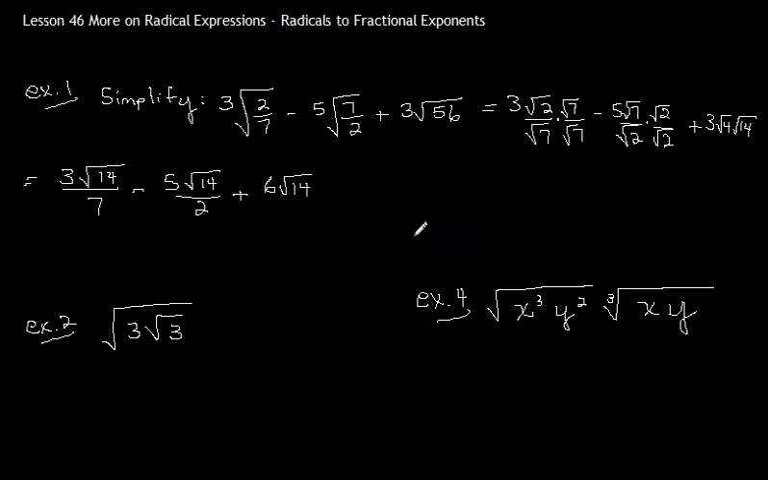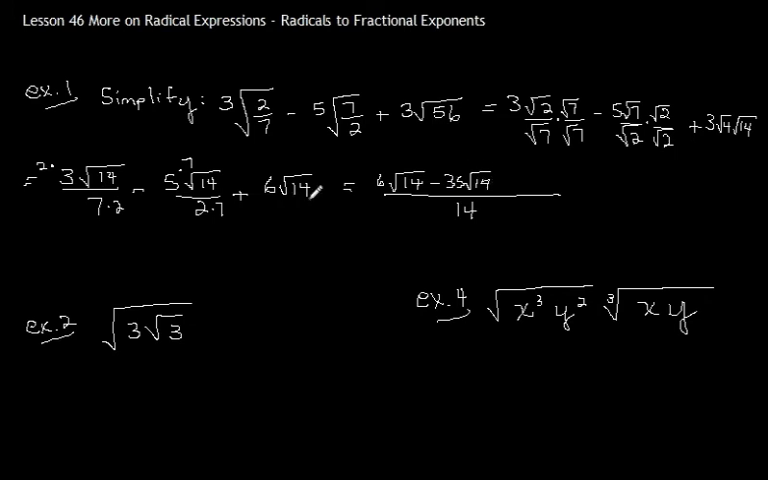We cannot get rid of our fractions because we do not have an equal sign, so we need to find for ourselves a common denominator. Your denominators are 7 and 2, so our common denominator is 14. This one needs to be multiplied by a 2 to give us 14, so we need to multiply the numerator by a 2. So that gives us 6, the square root of 14. This one needs to be multiplied by 7 to give us 14, so we have to multiply this 5 by a 7. So it's going to be minus 35, square root of 14.